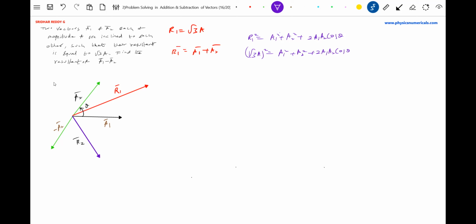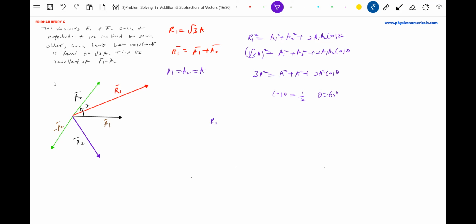Each of magnitude. In turn, what is a1 equal to a2 equal to? It is a. The magnitudes are equal. Okay, this will become 3a square equals a square plus a square plus 2a square cos theta. Cos theta will be equal to 1 by 2. If you solve this, theta equals 60 degrees. Now we'll go for the resultant R2 bar.